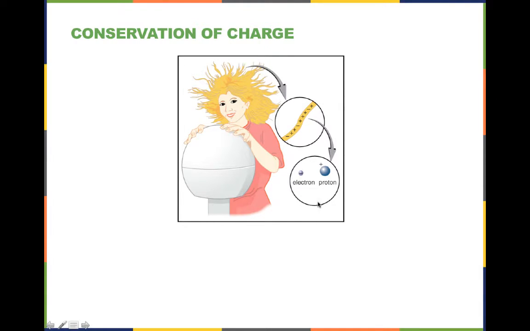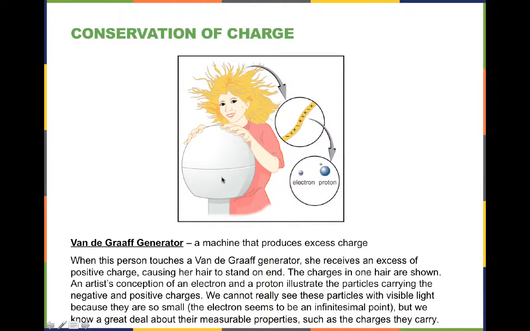Now this picture right here is something called a Van de Graaff generator. A Van de Graaff generator is a machine that produces excess charge. And in this case, when a person touches a Van de Graaff generator, they actually develop extra positive charges in their body, and because of the extra charges, their hair stands up. And what we're looking at here is a single hair that has multiple positive charges, and that's why it stands up and separates from the others.